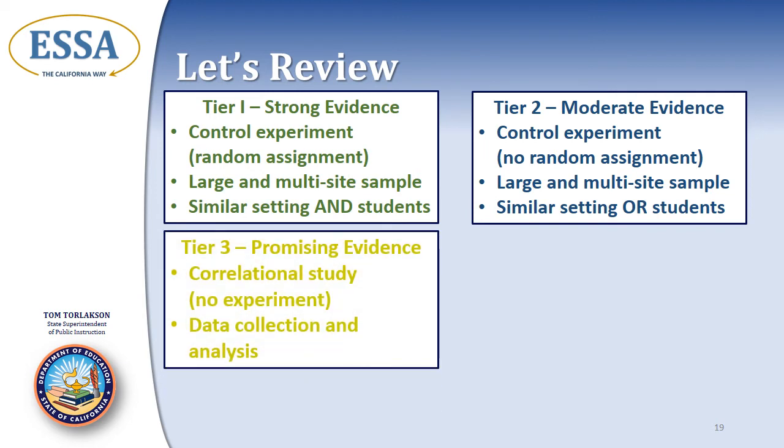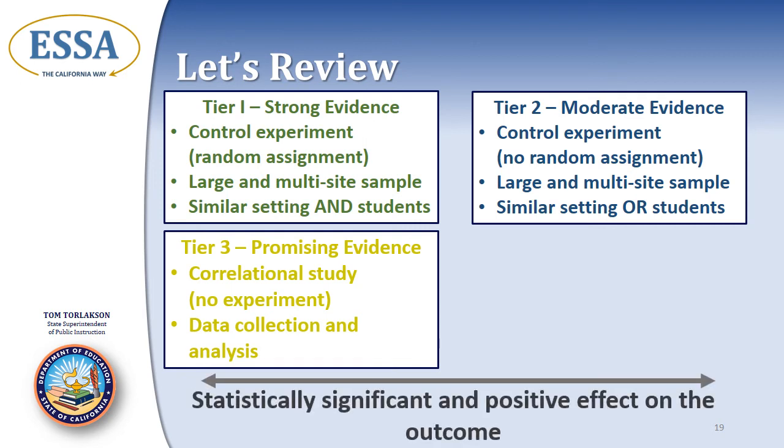Promising evidence involves a correlational study, which is a different kind of study than an experiment. A correlational study is designed to determine whether an intervention that was implemented was correlated to a particular outcome through data collection and analysis. It does not have any of the controls involved in an experiment. What is common to all three levels is that they demonstrate a statistically significant and positive effect on the desired outcome.